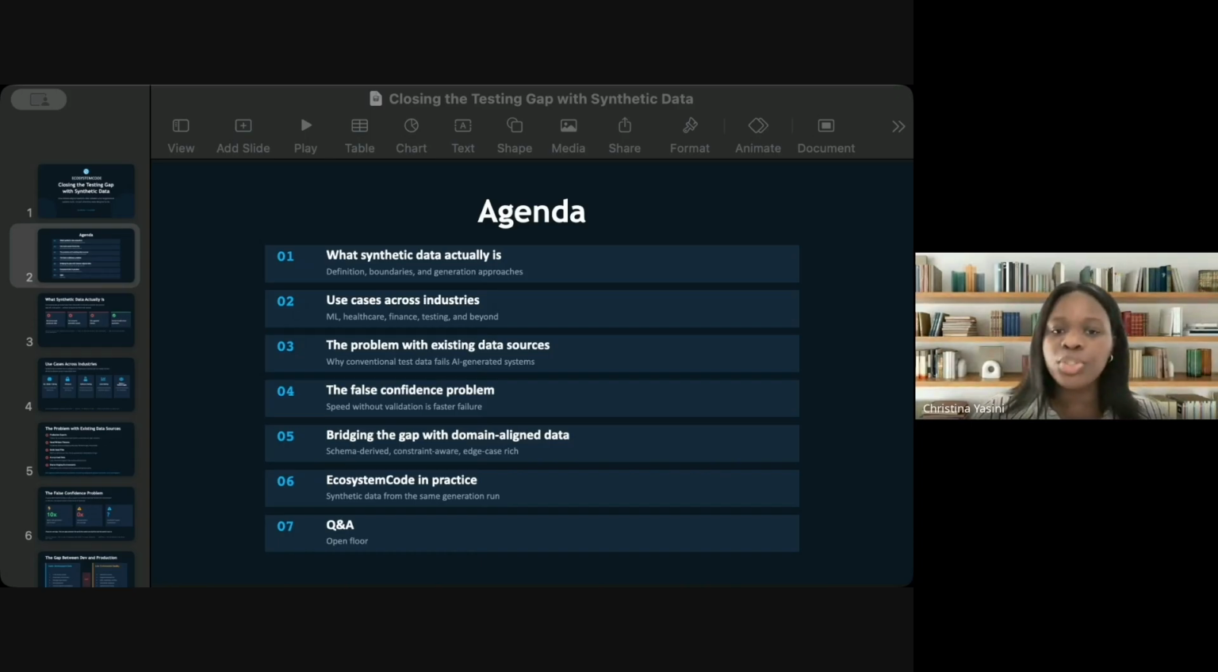And so we'll introduce the properties that make this structurally different from conventional test data, and explain how some of the ontology that generates the code and the pre-production test data can extend into a simulation layer that calibrates the system continuously after deployment. From there, we will look into ecosystem code in practice, right?